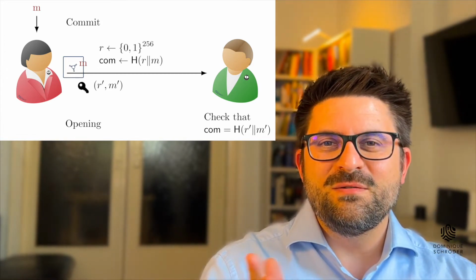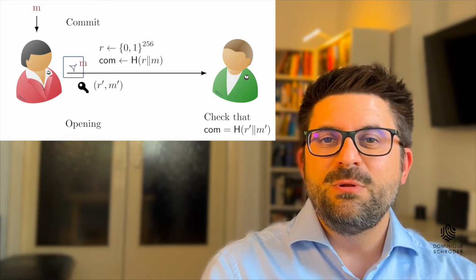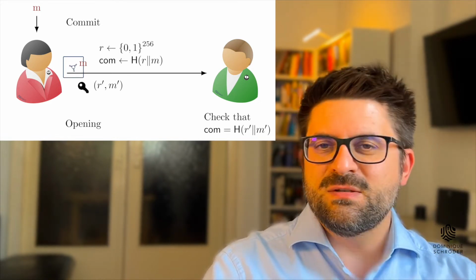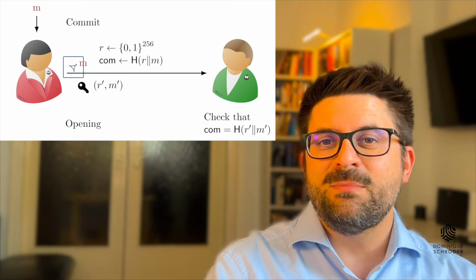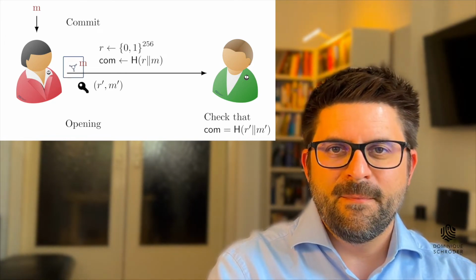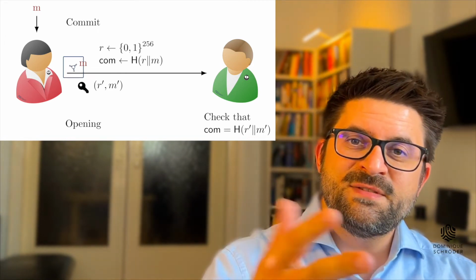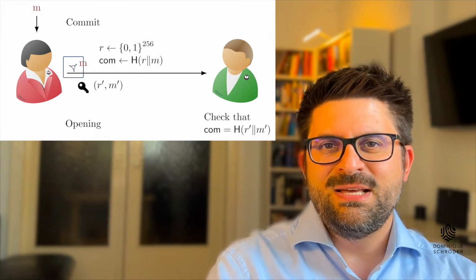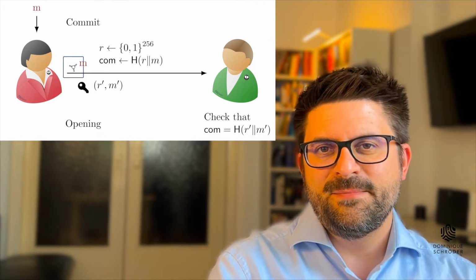In order to commit to this message, Alice will compute the hash value using this random string together with the actual message that she wants to commit on. And then she essentially gives this hash value over to Bob. This concludes the committing stage.